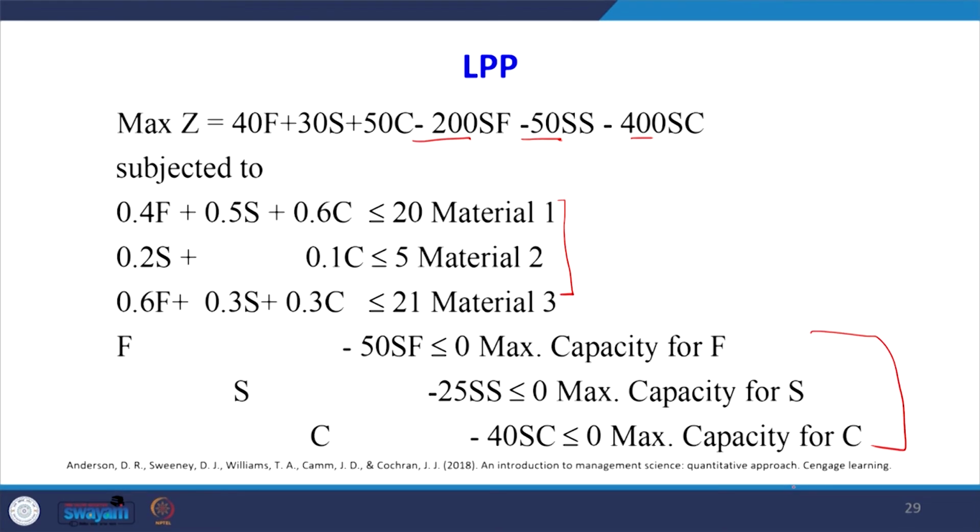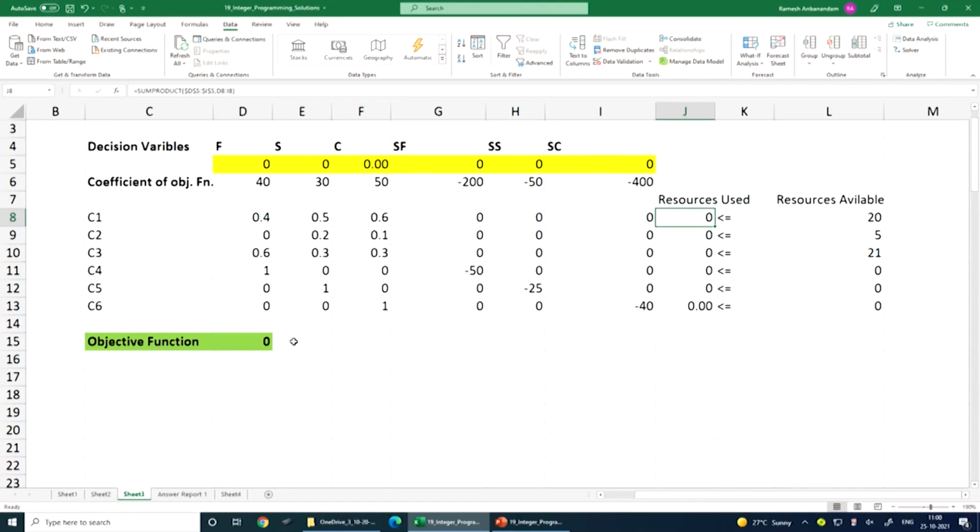What are they? I brought in the left hand side. So, F minus 50 SF less than or equal to 0, S minus 25 SS less than or equal to 0. Here SF, SS, SC are binary variables. Other variables like F, S, C are non-negative variables, there is no integer constraint there. This I am going to solve with the help of solver.